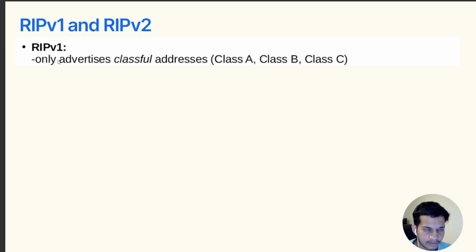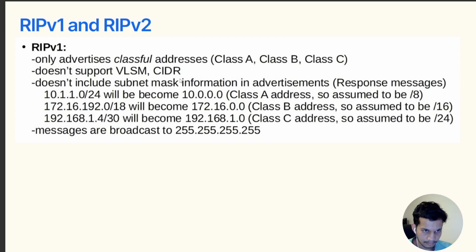RIP version 1 only advertises classful addresses, that is class A, class B, and class C. It doesn't support VLSM, variable length subnet masking, and CIDR, classless inter-domain routing. Don't worry about this, I'll cover these concepts in further videos. So what does this mean? It doesn't include subnet mask information in its advertisements, that is in response messages.